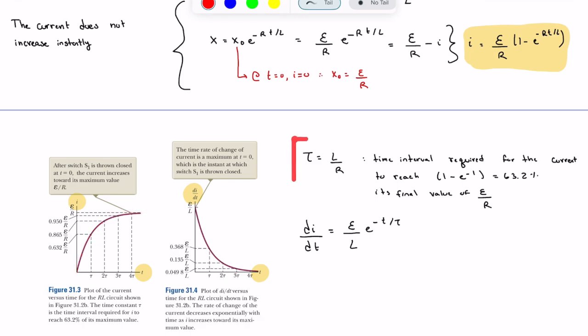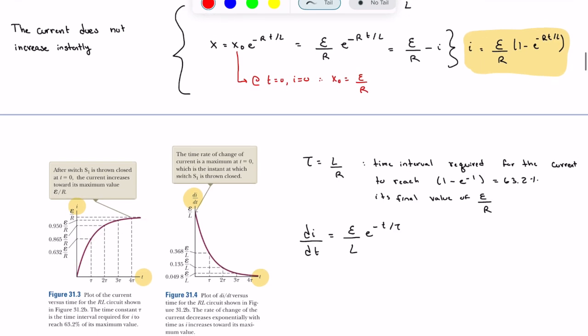We define this variable similar to what we've done previously, where tau is the time constant, and it's equal to L divided by R. The time constant is just the time interval required for the current to reach 1 minus e to the negative 1 of its final value. So it's just a way to talk about how fast it is increasing, how slow it is increasing.